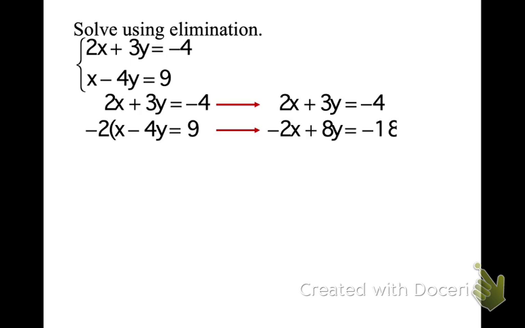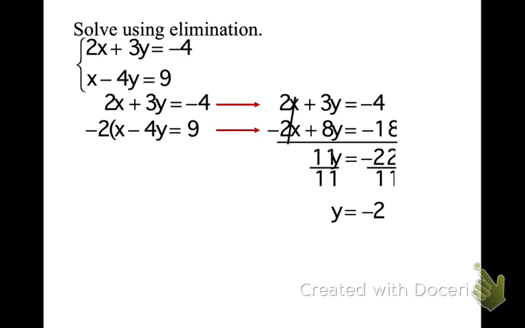Now I'm ready to subtract. Vertically. Positive 2x, negative 2x, they're additive inverses, they cancel. 3y and 8y make 11y, and negative 4 and negative 18 make negative 22. Divide both sides by 11, and y equals negative 2.